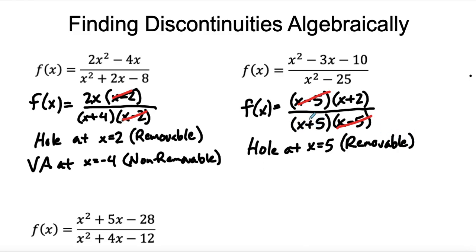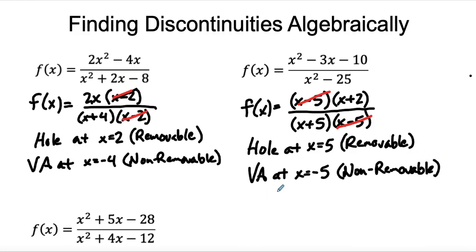Then the next thing we do is we look here, we see x plus 5 is giving me, when that's negative 5, that's creating a VA. You always want to do the hole first so that you don't mistake a hole in the graph for a vertical asymptote. So now x plus 5 equals 0, while x equals negative 5 is the x value where we have a vertical asymptote in this function. So that is, again, non-removable. And now we're done with that one.